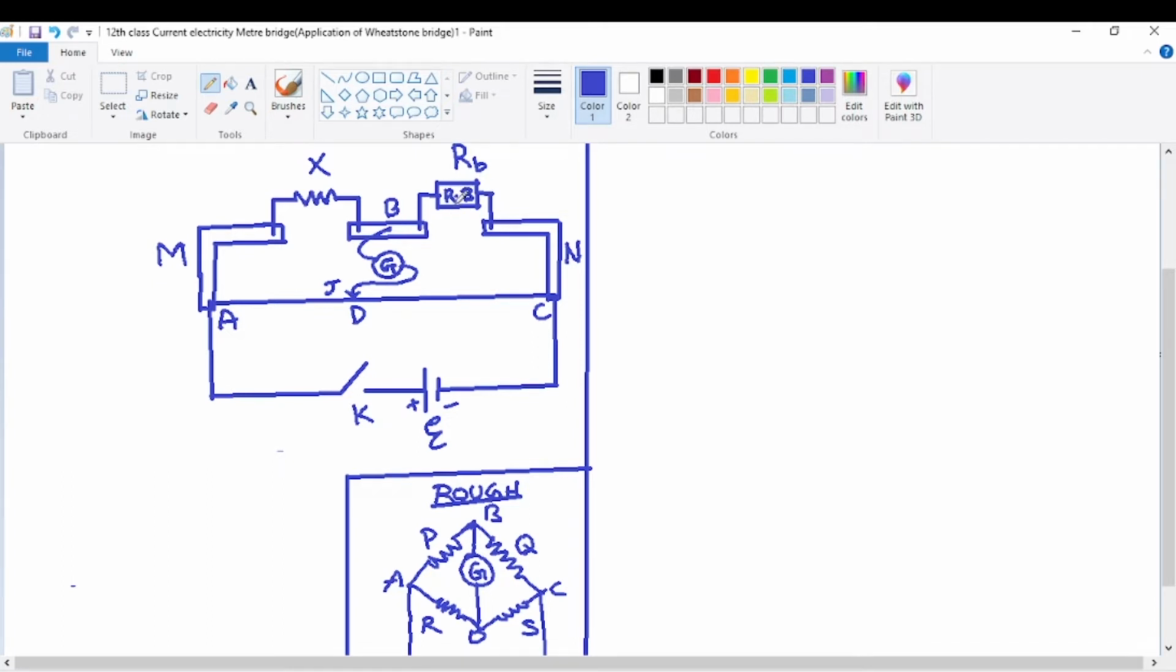Now, what is a resistance box? A resistance box consists of different known resistances, like 5 ohms, 10 ohms, 100 ohms, 200 ohms, 500 ohms, 1000 ohms, 10,000 ohms. Any one resistance can be used at a time.